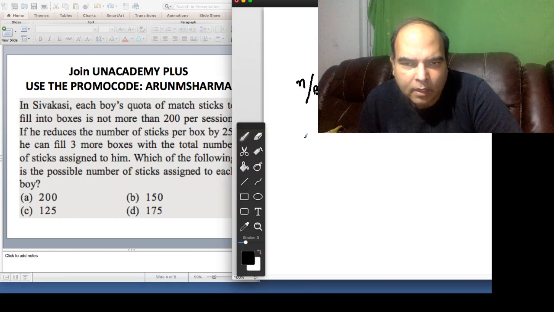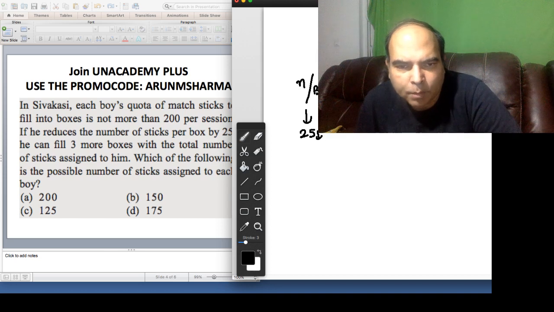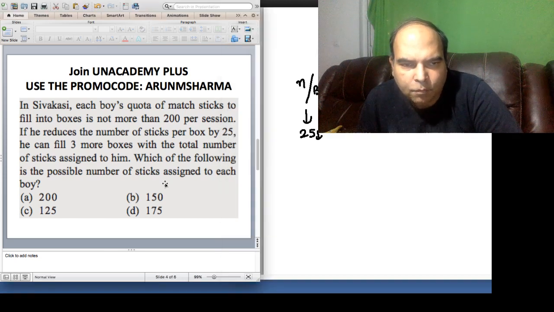And what it is saying is that if you drop the number of sticks per box by 25, the number of boxes you can fill is going to go up by 3. If you drop this by 25, the number of boxes will go up by 3. Which of the following is the possible number of sticks assigned to each boy?